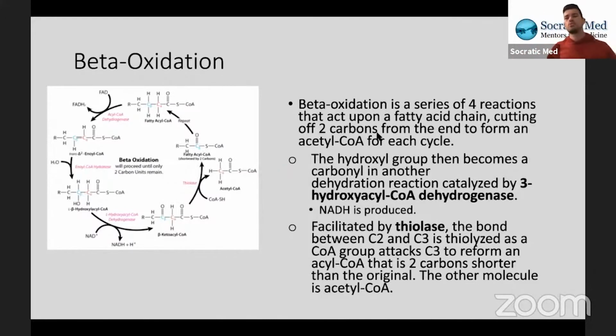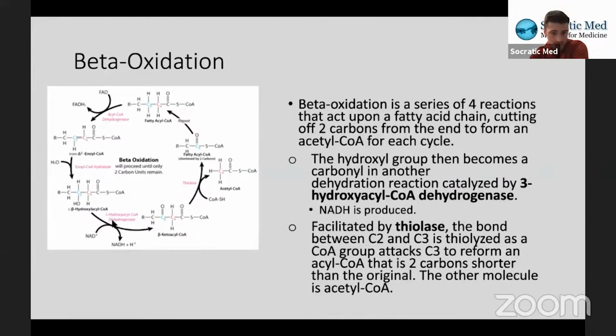So the hydroxyl group in step 3 becomes a carbonyl in another dehydrogenation reaction catalyzed by 3-hydroxyacyl-CoA dehydrogenase. So we can look right over here. It's going to be another dehydrogenation reaction. So we're going to be making, again, another carbonyl group. We're going to have a double bonded oxygen.